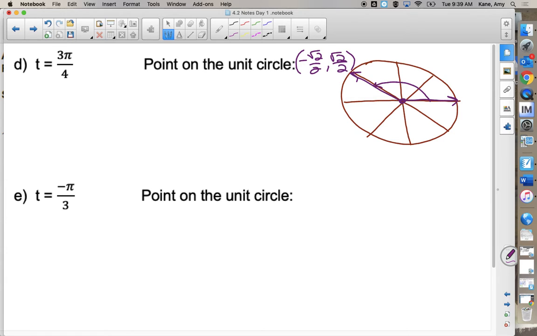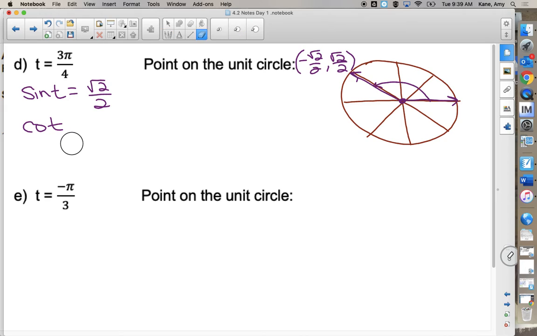Which would be the same for positive pi over 4. It would still be square root of 2 over 2, square root of 2 over 2. It's just the x value is negative. So, Josh, the sine, square root 2 over 2, is it positive or negative? Positive. Yeah, because it's the y.